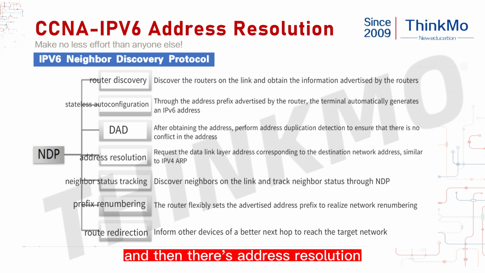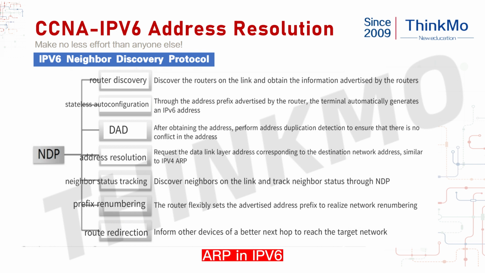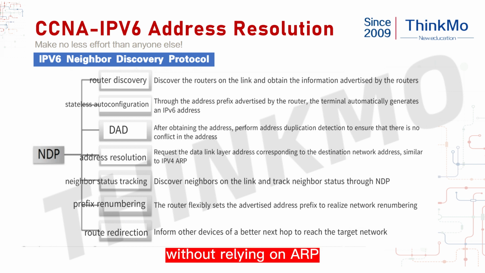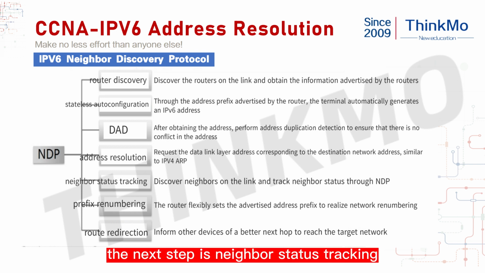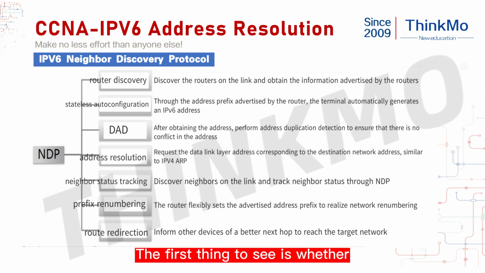And then there's address resolution. And that's what we're going to focus on today. Address resolution does not depend on ARP in IPv6 because it has no concept of broadcasting. How do you resolve an address without relying on ARP? We'll come back to that in a second. The next step is neighbor status tracking. It means before you send the data, you have to detect in advance whether the neighbor is working, for example, if its phone is off, or the circuit is broken. The first thing to see is whether it can be used normally.